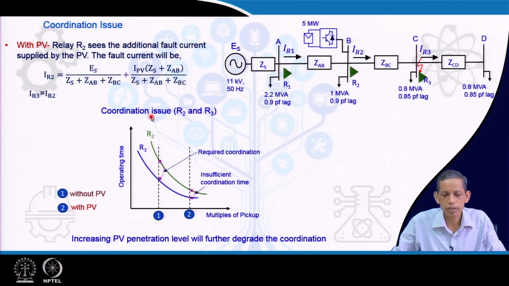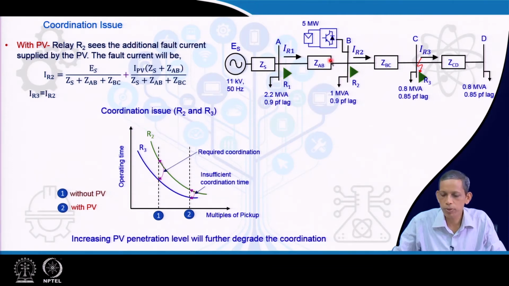Now, what will happen between R2 and R3? We have R3 as the relay on the lower curve and R2 on the upper curve in terms of coordination. Earlier, when PV was not there, the coordination was carried out at these positions, and this coordination was meeting our coordination time of 0.2 to 0.3 second as usual.